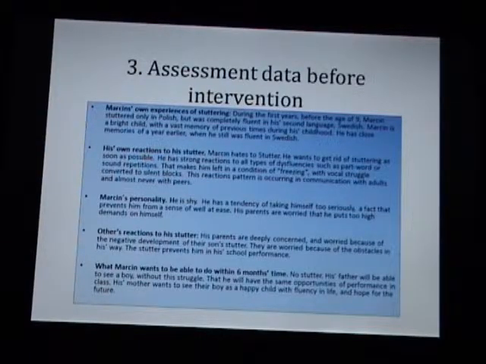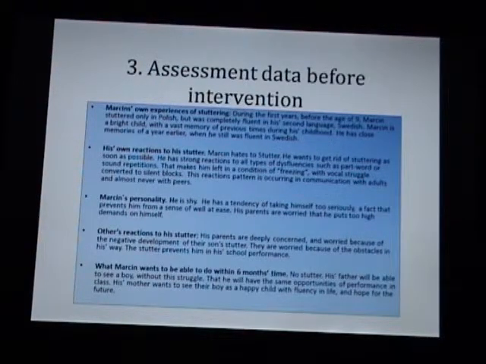Martin's own experiences of stuttering. During the first years before the age of 9, Martin stuttered only in Polish, but was completely fluent in his second language, Swedish. Martin is a bright child with a vast memory of previous times during his childhood. He has close memories of a year earlier when he still was fluent in Swedish.